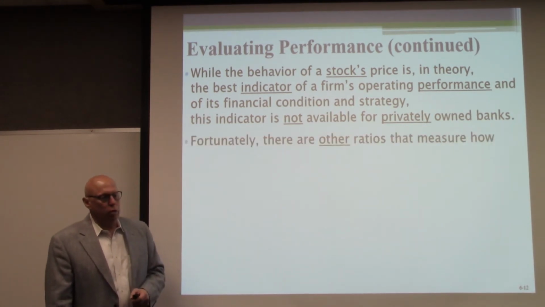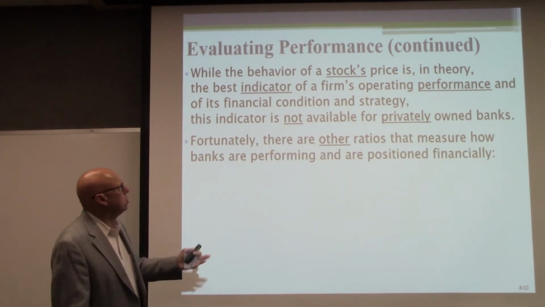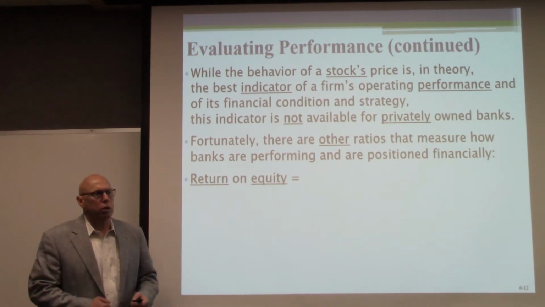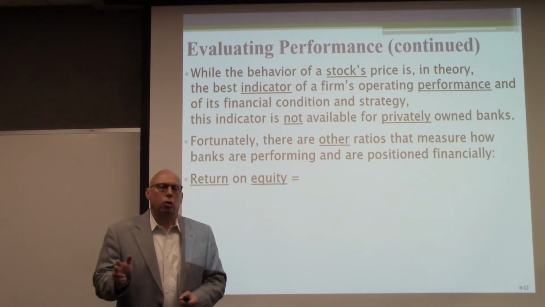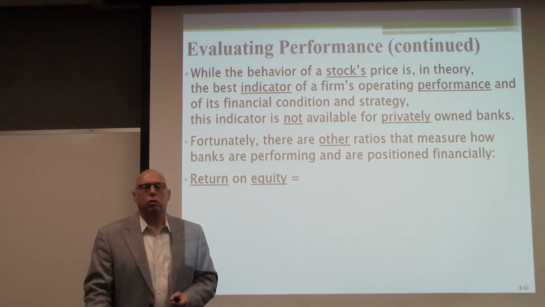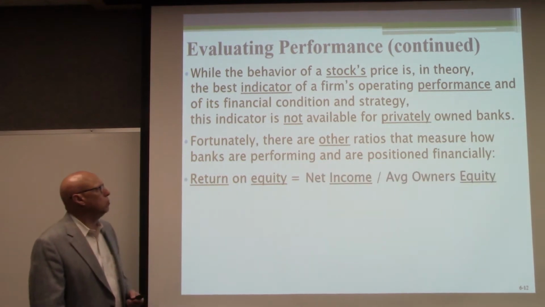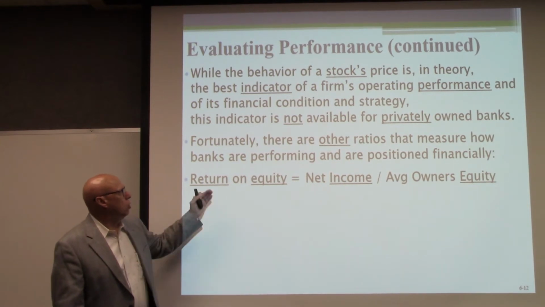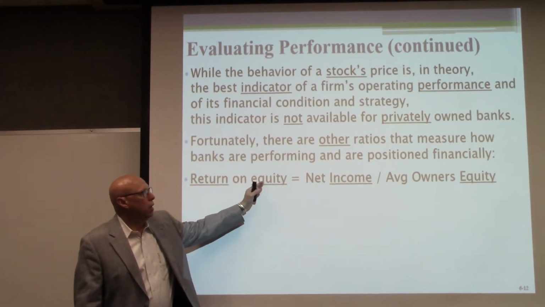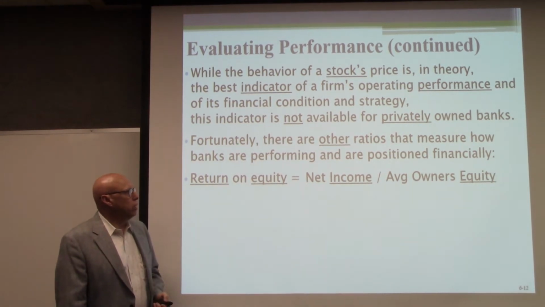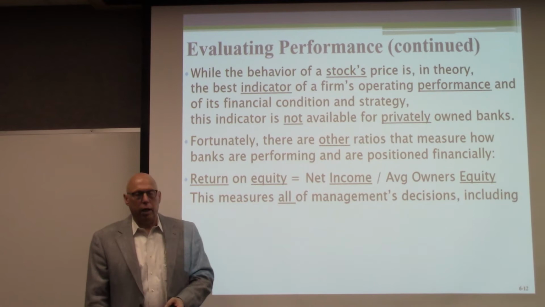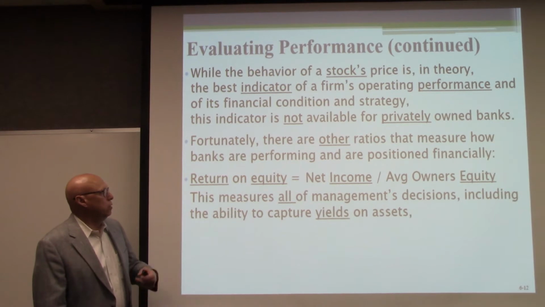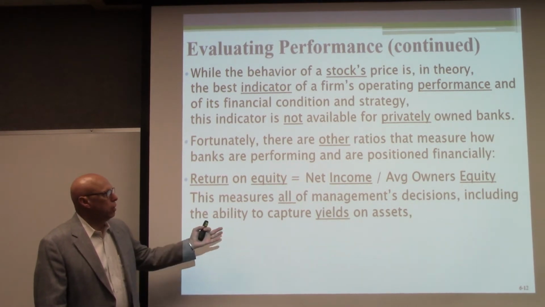There are other measures that we use to assess how banks are performing and how they are positioned financially. All right, so we'll look at some of these ratios, some of which we've gone over in other classes, but there are some that are unique to banking. So first, return on equity, something you're familiar with. Net income divided by average owner's equity. So what is the return on the equity capital that is being risked? Okay? And so it reflects all of management's decisions, including the ability to capture yield on assets.